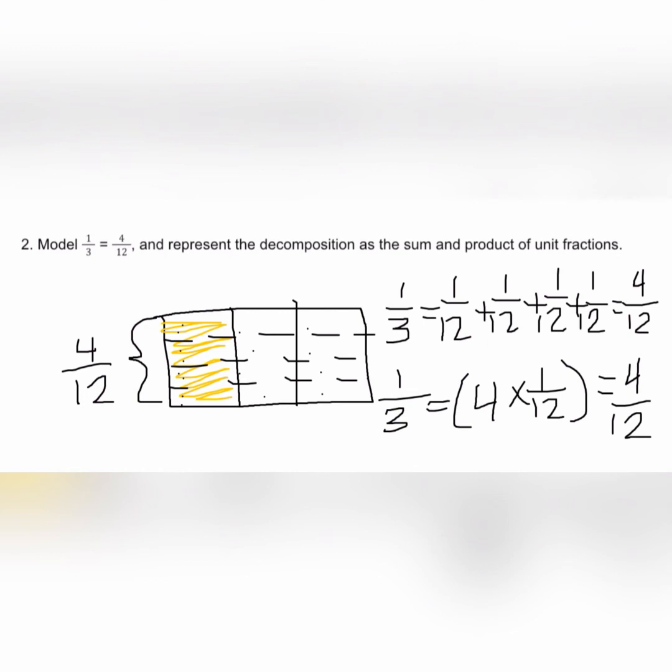And that's it. So you might see this problem worded in different ways, like our first problem was worded slightly differently than the second problem, but don't let that confuse you. If they're asking for a decomposition as a sum and product of unit fractions for an area model, this is how you do it.